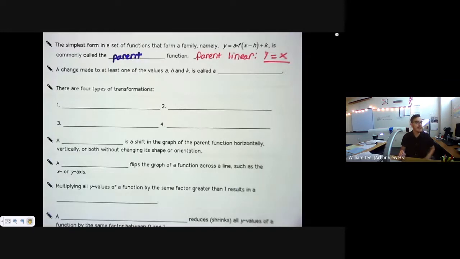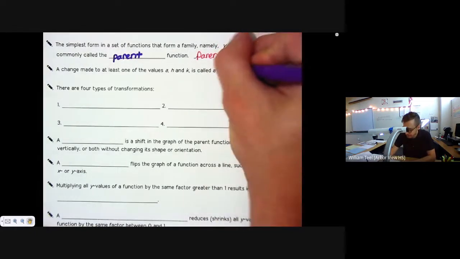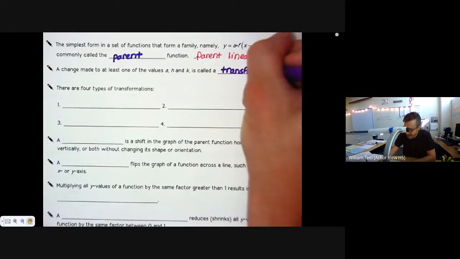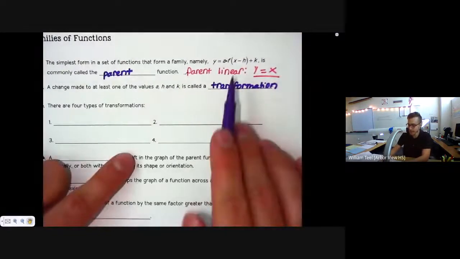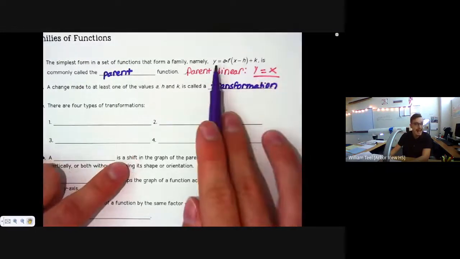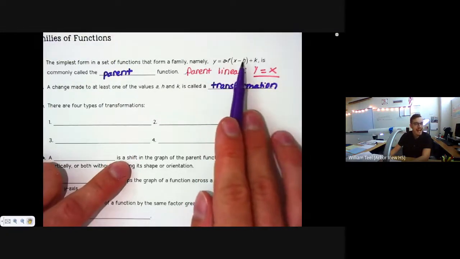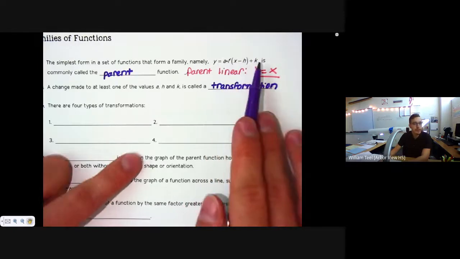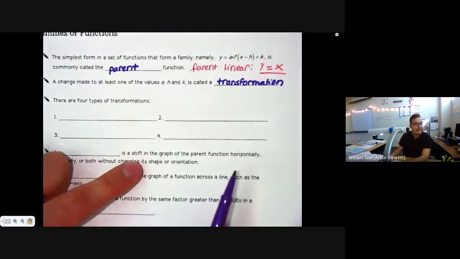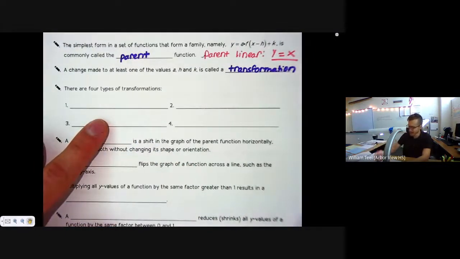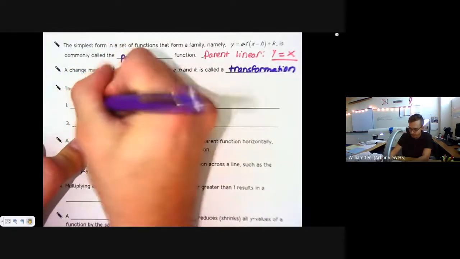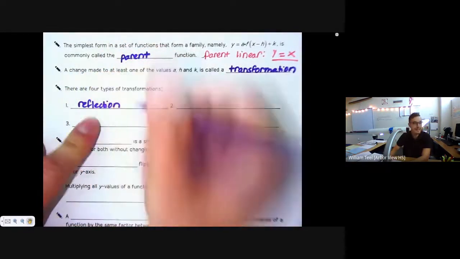Looking at point number 2, a change made to at least one of the values a, h, or k is going to be called a transformation. So if you are changing something about this graph, if we're looking at this function up here, and we're changing any one of these values, whether it's the a, the number out front, whether it's h, the number inside parentheses, or k, the number on the outside, we are making a transformation. Now there are 4 types of transformations. The first type of transformation is a reflection. This essentially means we're reflecting across an axis.